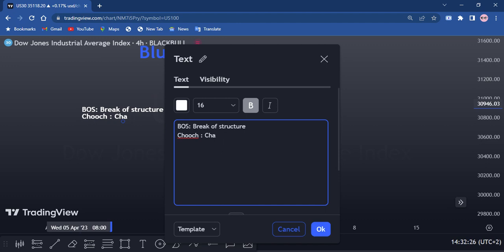Sorry about that. Change of structure. Wow, why is my spelling so bad today? Change of structure. So yes, this is what it means.